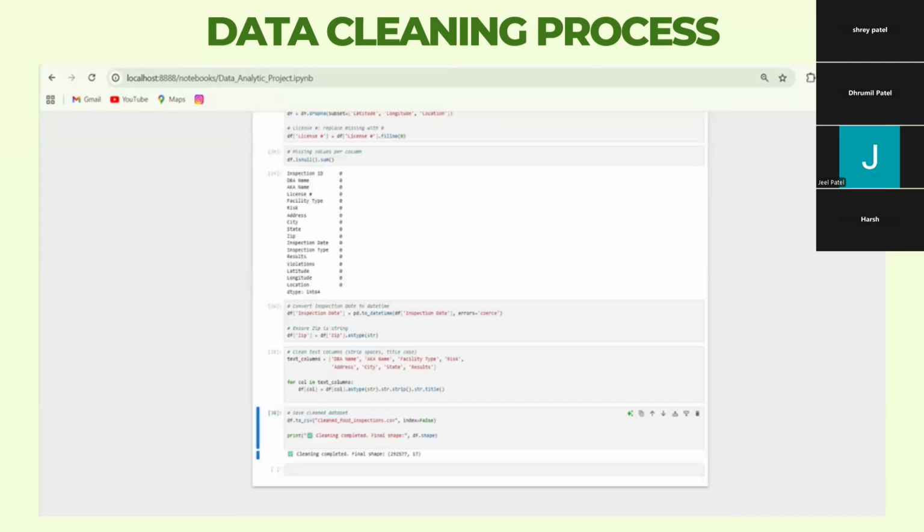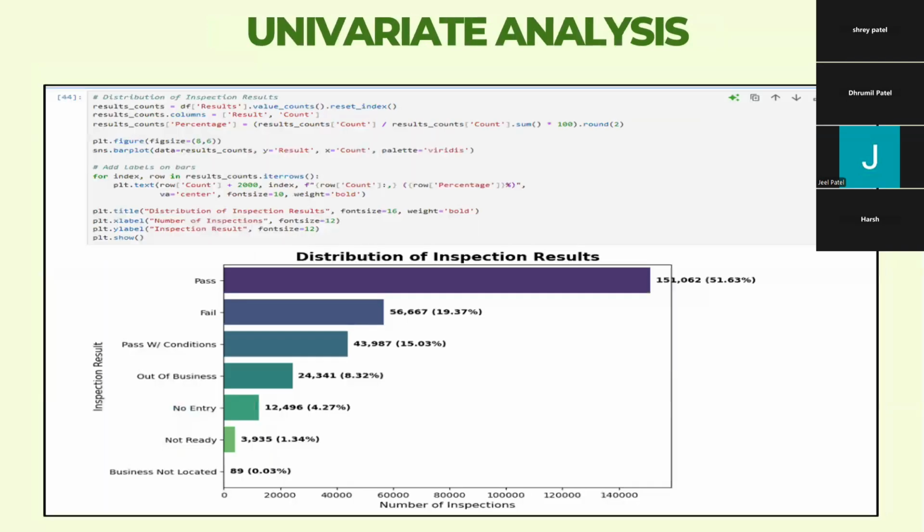As you can see, after the cleaning process, we have nothing in the missing values. There are zeros in every column, so we have zero missing values. Can you move to the next slide, please?